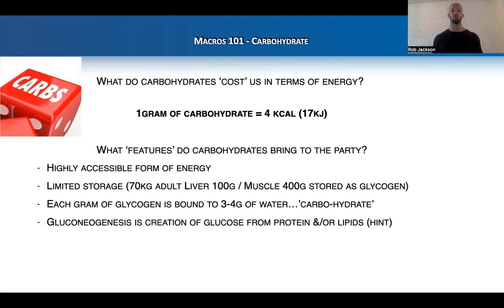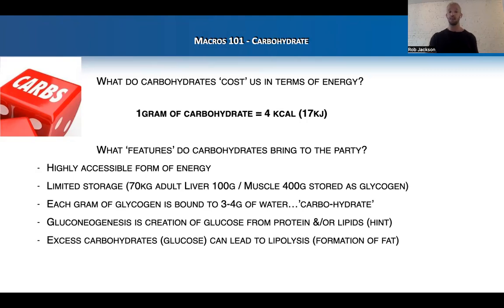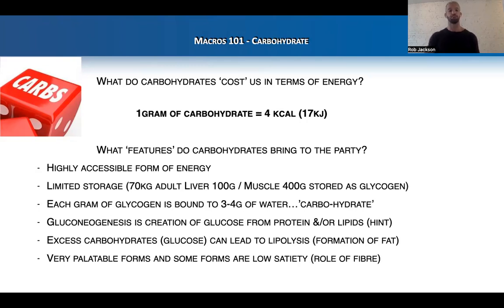Gluconeogenesis is the creation of glucose from protein and or lipids or fats, as they're known. So we can create glucose, right, from proteins or fats. That's a little hint because it becomes important down the track. And again, excess carbohydrates, or in this case, excess glucose, okay, all carbohydrates are broken down to glucose at some point, can lead to lipolysis. So if we have too many carbs, it can lead to the formation of fat.